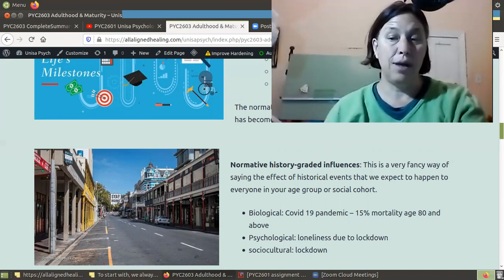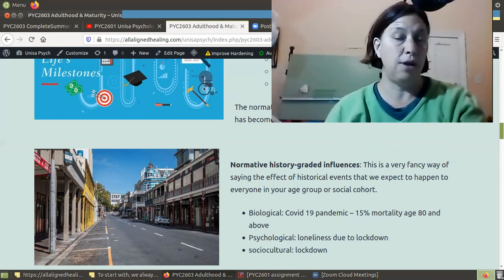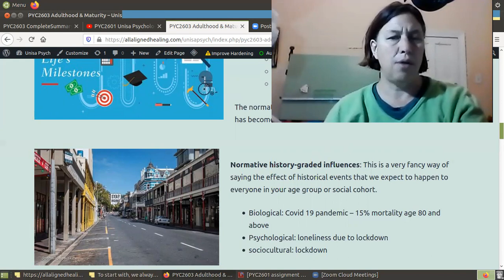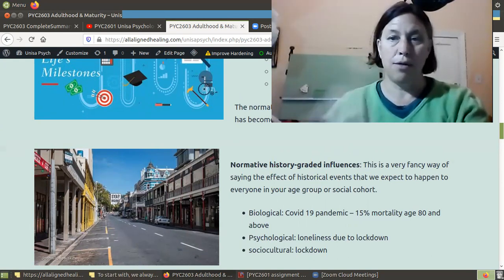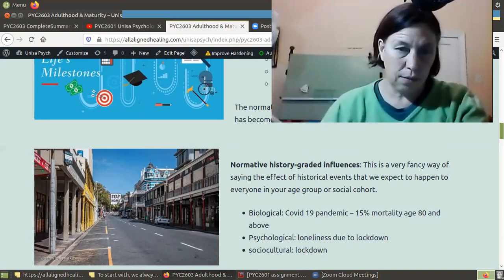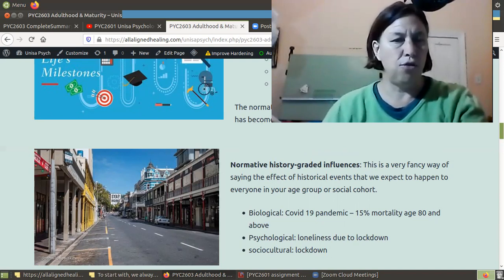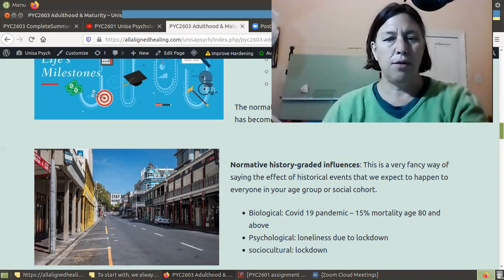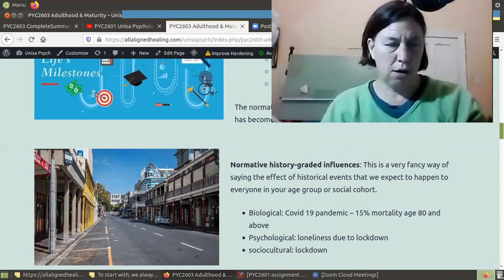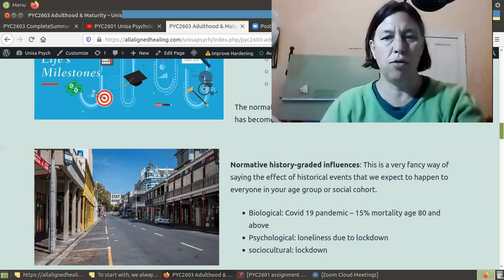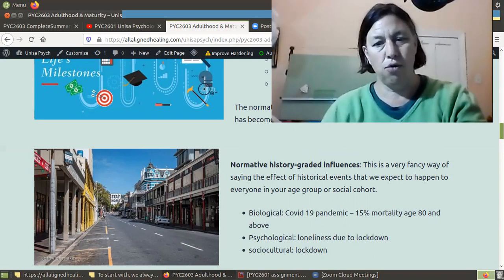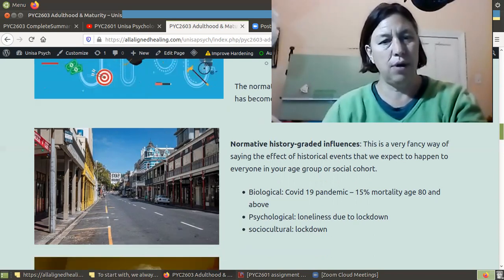Biological: the COVID-19 pandemic, we expect a 15% mortality for people age 80 and above, and higher in some societies, and it's still coming in. Those statistics are still changing. Psychological: we expect loneliness and depression due to lockdown amongst many people. Sociocultural: the entire lockdown process is a sociocultural effect, a force on people and their development.